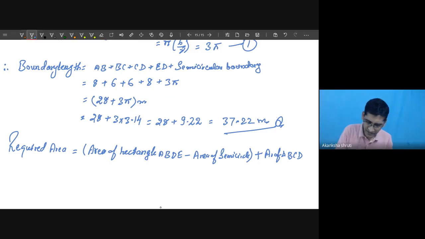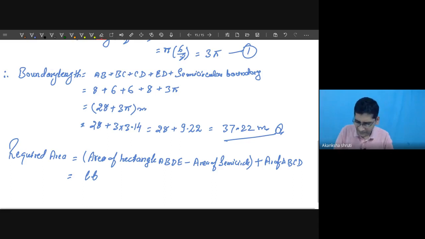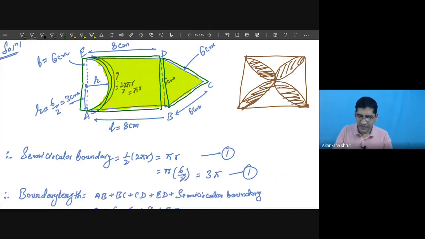So substituting, here we are getting that it is our length into breadth. If you want, you can write in the formula form itself. So here, area of the semicircle, minus half pi r square, plus area of the triangle, root 3 by 4. Since it is an equilateral triangle, we can do it like this. Now substitute it here. Length is 8 and breadth is 6.